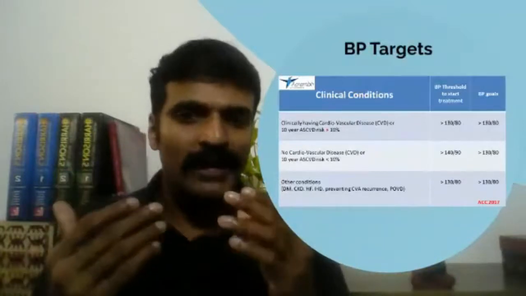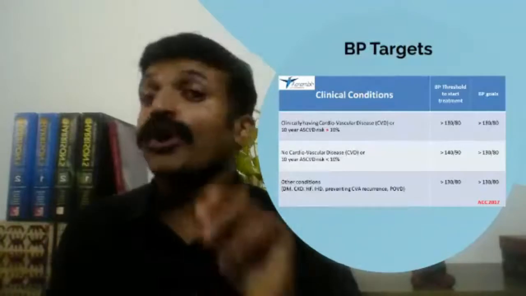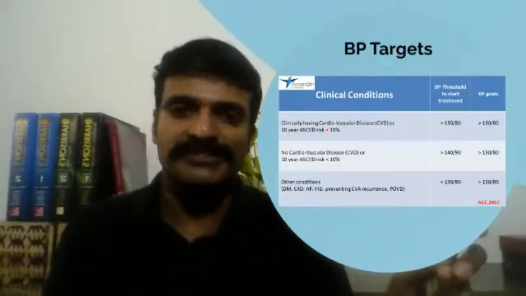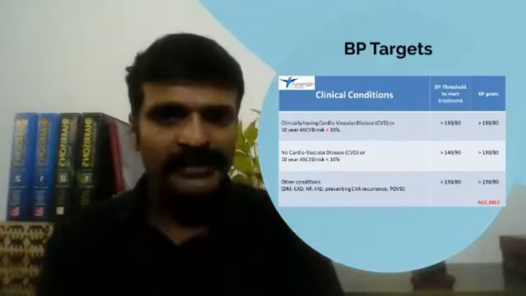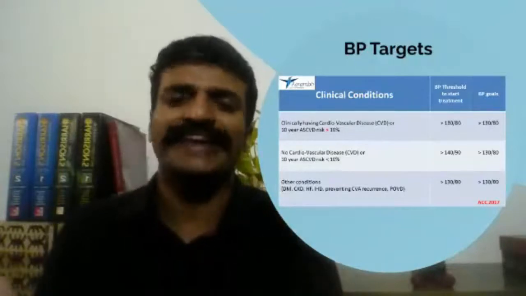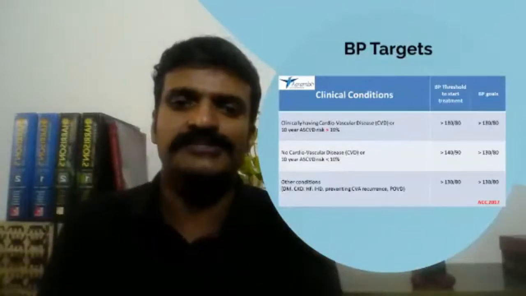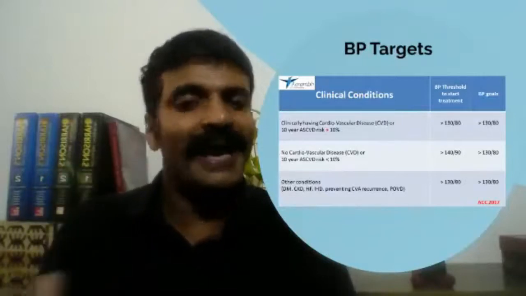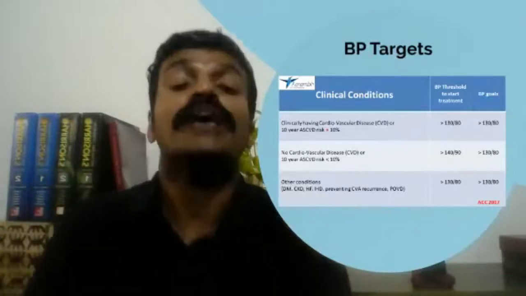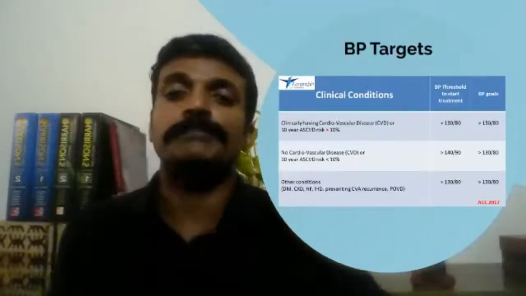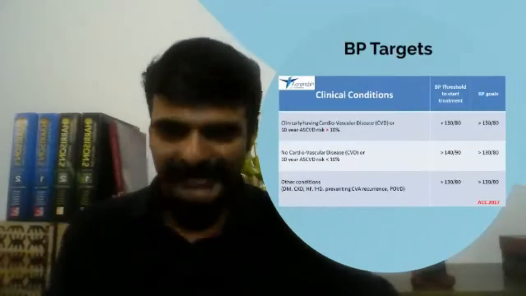In patients who have had a heart disease or a stroke in the past, or have an atherosclerotic cardiovascular disease risk more than 10%, or have other conditions like chronic kidney disease or peripheral vascular disease, start treatment early at 130 by 80 or more, and your target is to keep it less than 130 by 80.